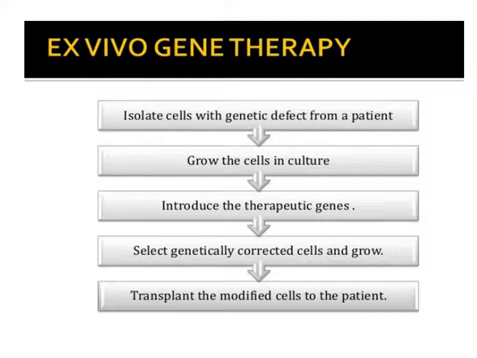This is a flow diagram of ex vivo gene therapy. Firstly, we isolate the cells with genetic defects from patients and then grow them in vitro. Then we introduce therapeutic genes using gene therapy, and after that we select the cells having genetically modified DNA or the transferred gene. Then these selected cells are transplanted into the patient's body.